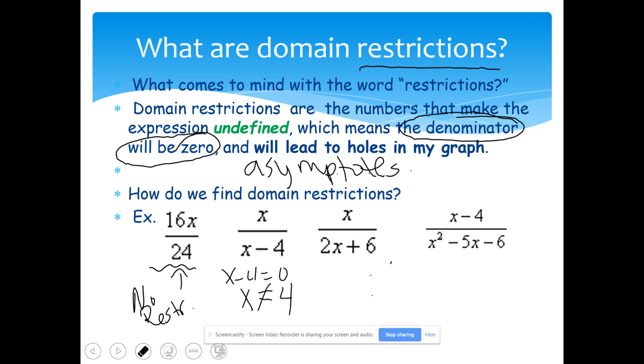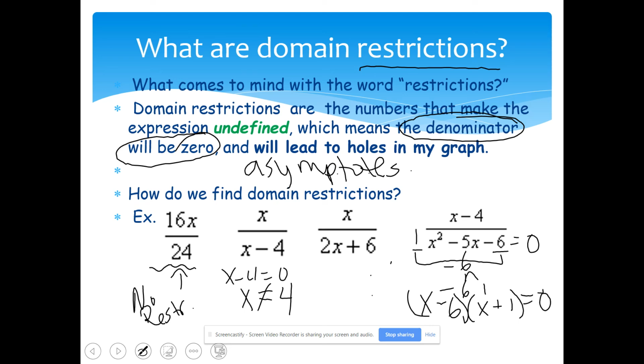All right, our last example, when I set that one equal to 0, I say, ooh, we have to factor because there's x squared and x and then our constant. So is there a greatest common factor on the bottom we can pull out? No. The factors of negative 6 that add to negative 5 are negative 6 and positive 1. So our factors would be x minus 6 and x plus 1. Remember that we want to set each of those equal to 0. So x can't equal 6 or negative 1.